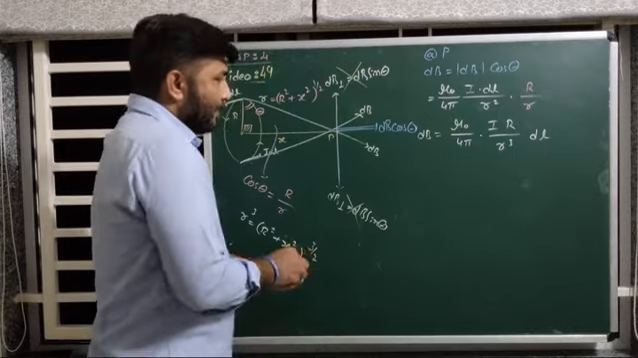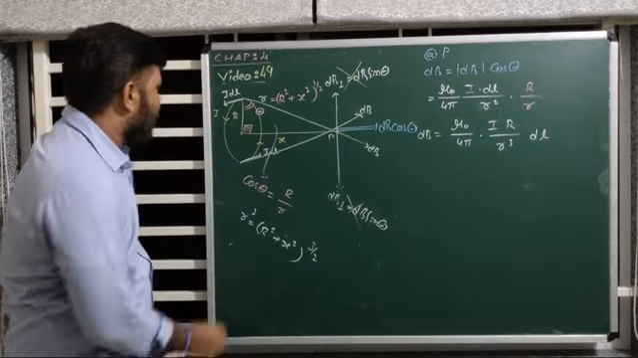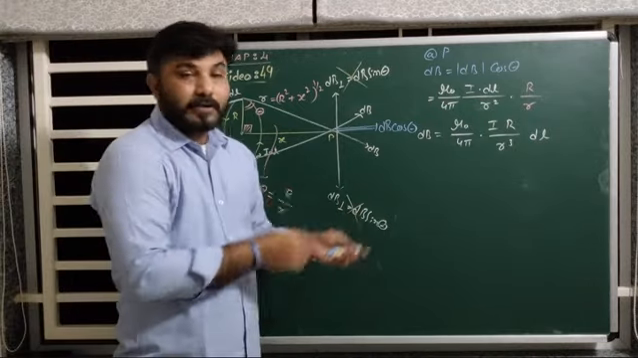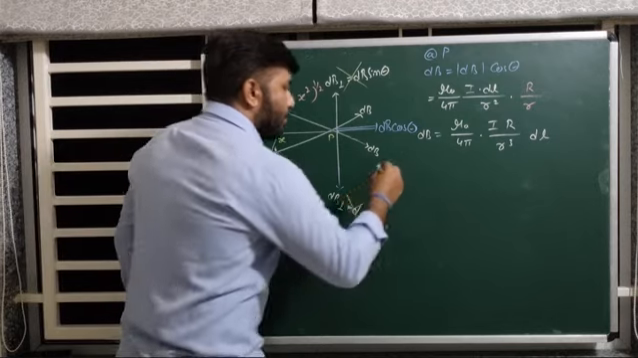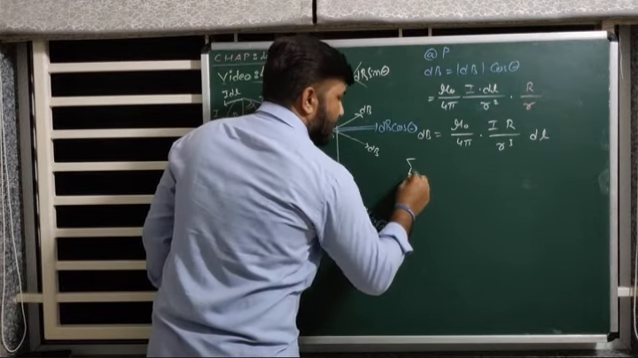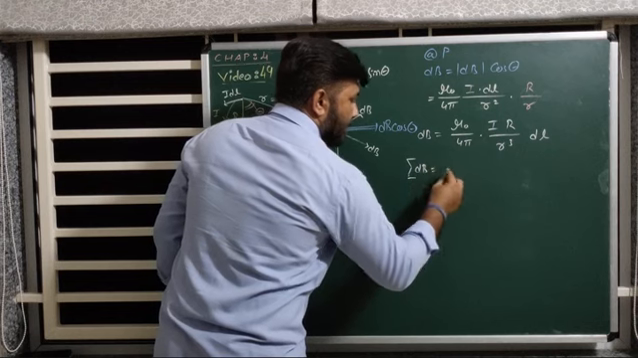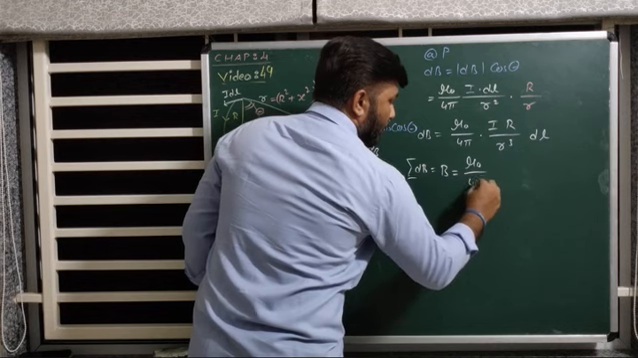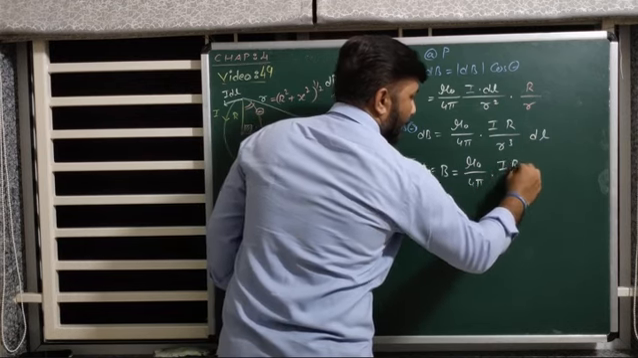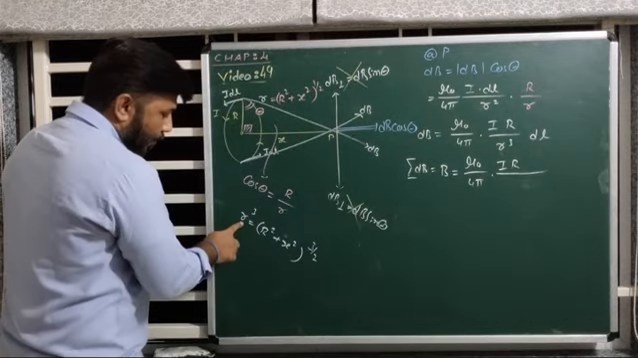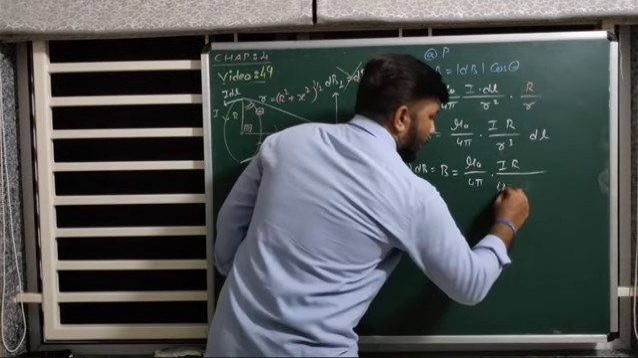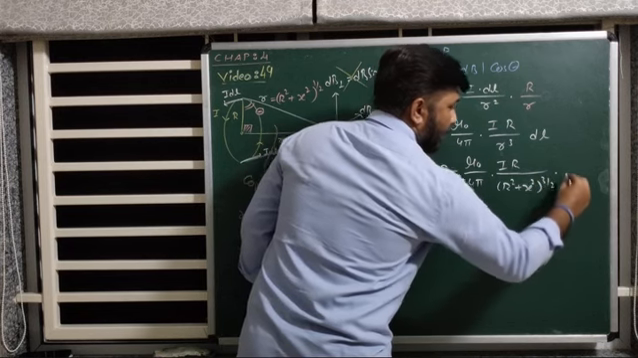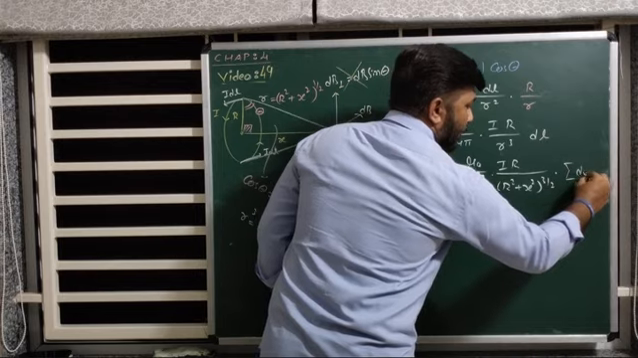Now this is the magnetic field for a small element. If you want it for the entire loop, then you must take the algebraic sum. So B is equal to mu 0 upon 4 pi multiplied by I R upon R square plus x square raised to 3 by 2, multiplied by the sum of all small elements.